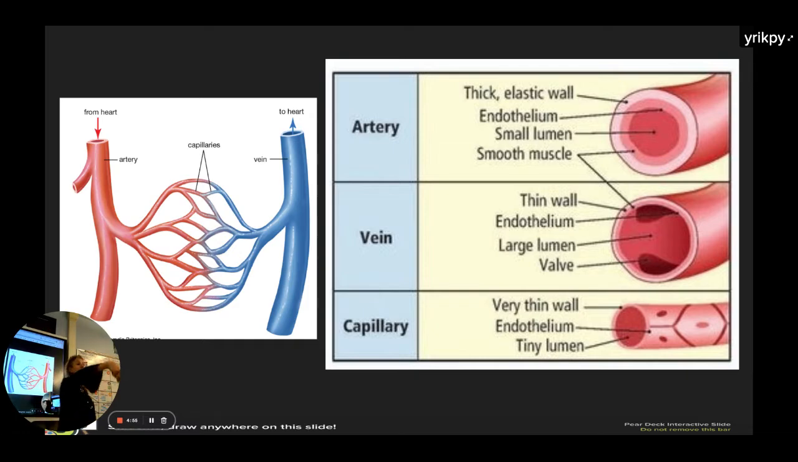Arteries go away from the heart. Veins go towards.